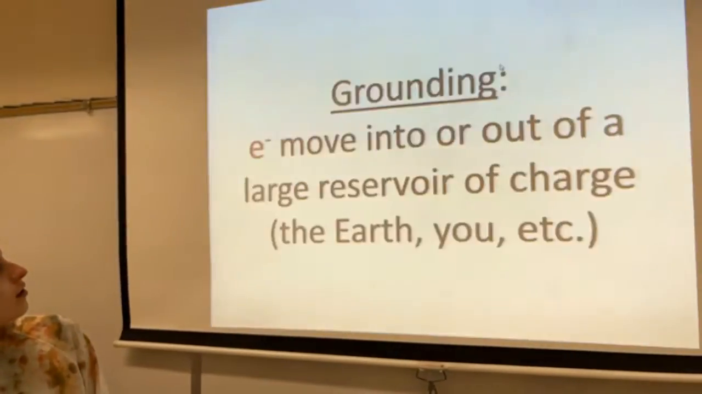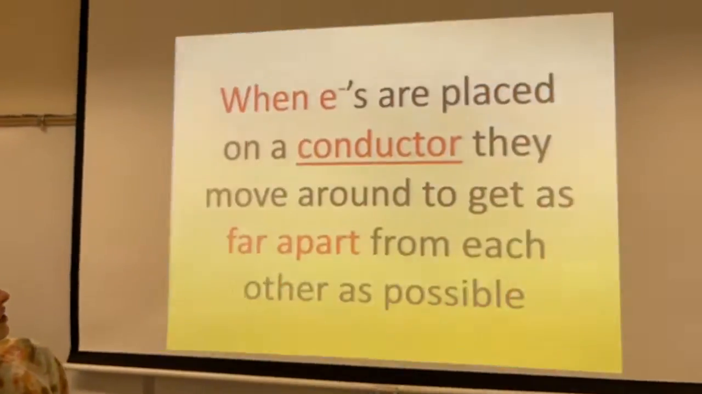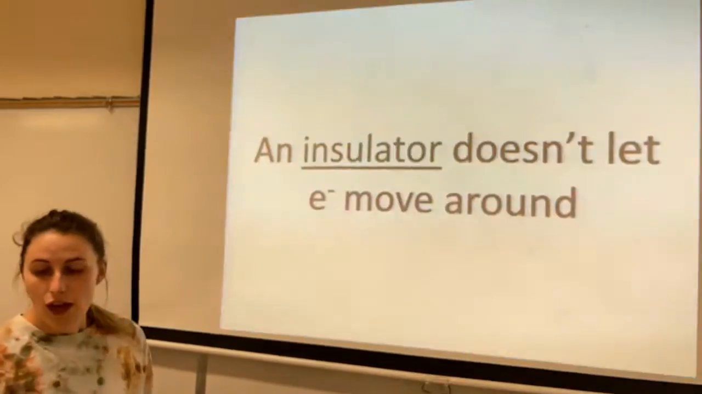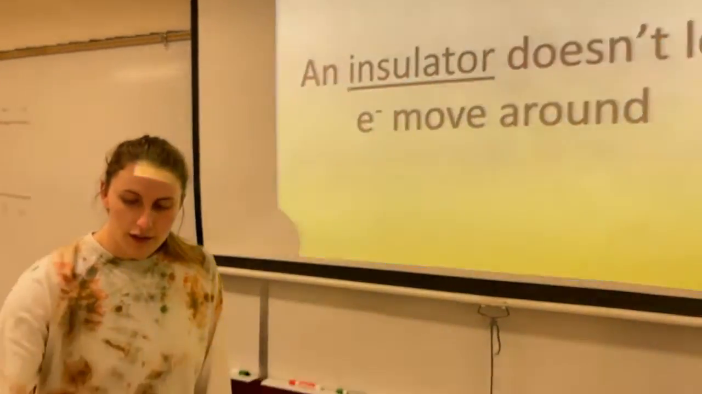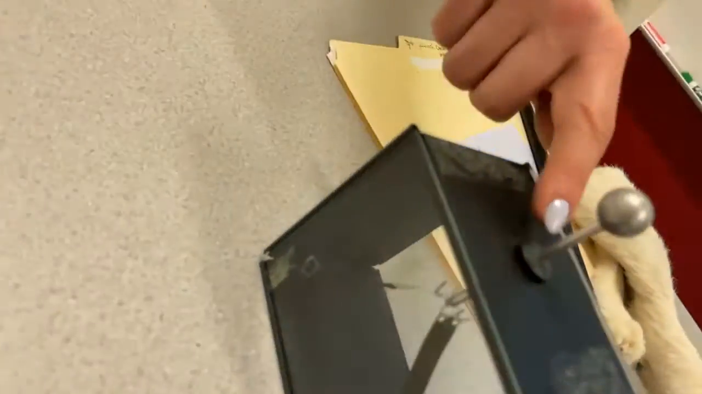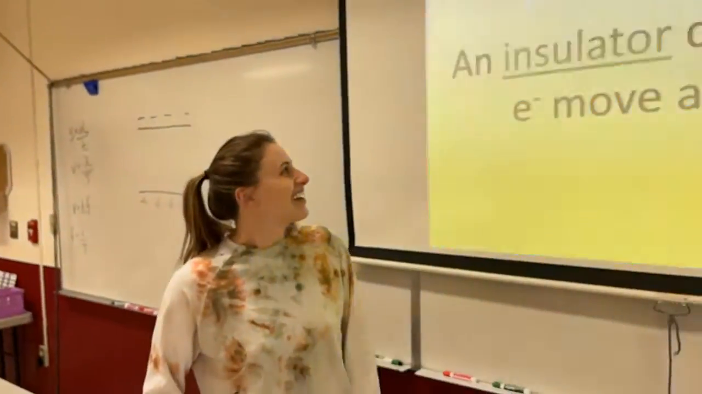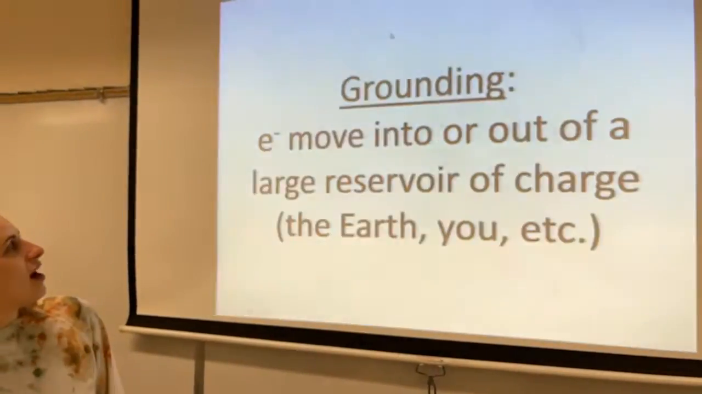Well, insulators don't let electrons move. It's missing the slide. An insulator does not let electrons move around. And there's another insulator right here, that little rubber thing right there, which means that electrons just can't escape through there, which is a good thing for our lab.